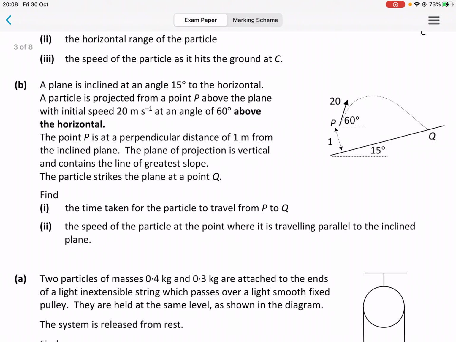Okay, we're looking at 2019, question 3b, part 1. So a plane is inclined at an angle 15 degrees to the horizontal, and a particle is projected from a point P above the plane with initial speed 20 at an angle 60 above the horizontal. And they even put it in bold.